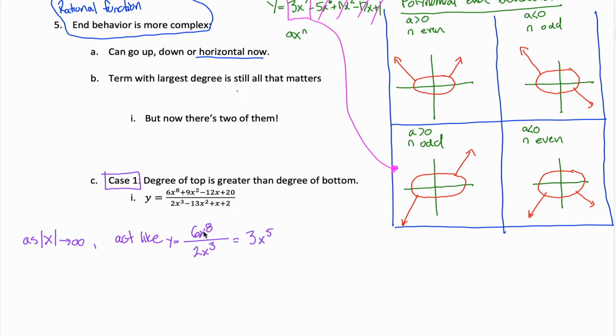Think of this as 6 times x times x times x times x times x, 8 times. And this is 2 times x times x times x, 3 times. And we can cancel 3 of the x's from the top with 3 of the x's on the bottom. And so we're left with 5 up top.